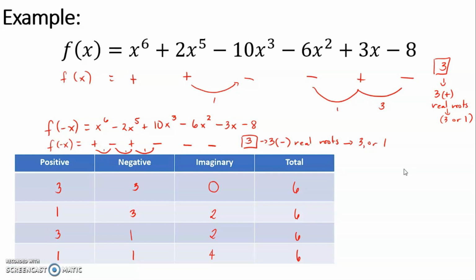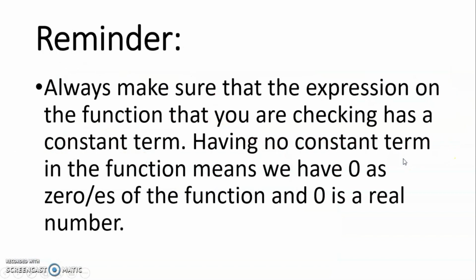Descartes' rule of signs is just a simple concept, but of course, we also have to check if we have already exhausted all the possible combinations of the number of positive real roots and negative real roots that we could have. So another reminder is that we always have to make sure that the function you are checking has a constant term. Having no constant term in the function means we have 0 as one of the zeros of the function, and 0 is a real number, but it is neither a positive nor a negative real root.